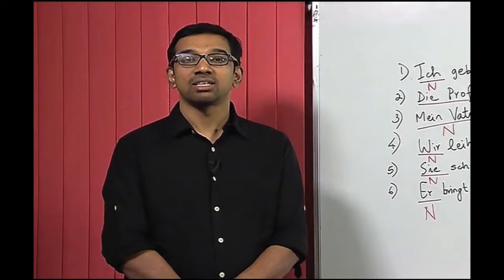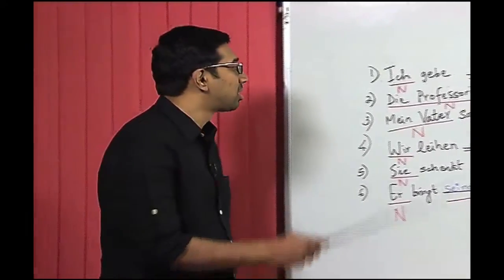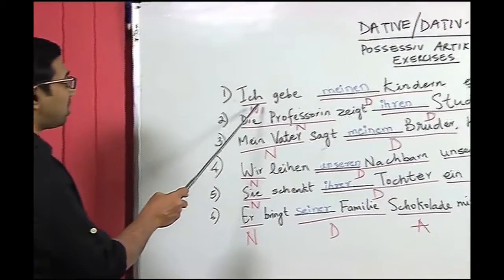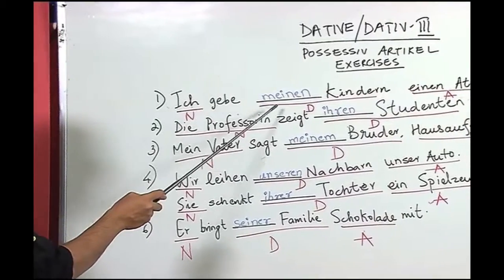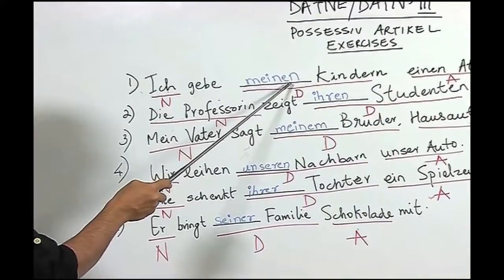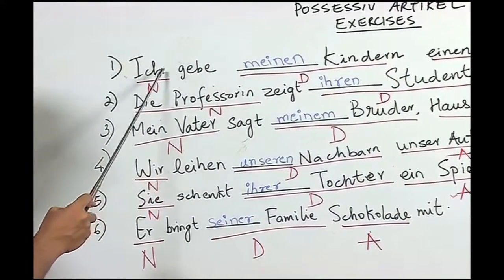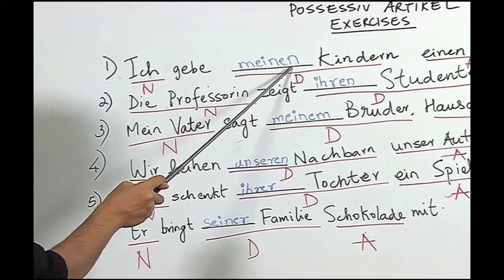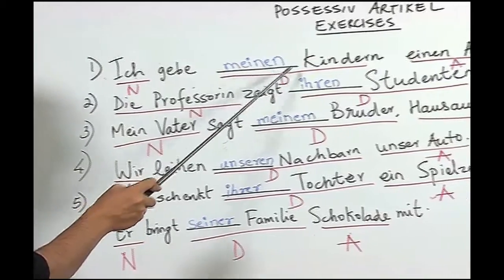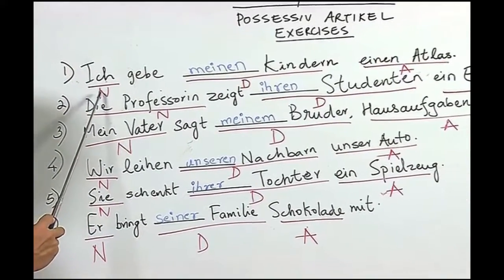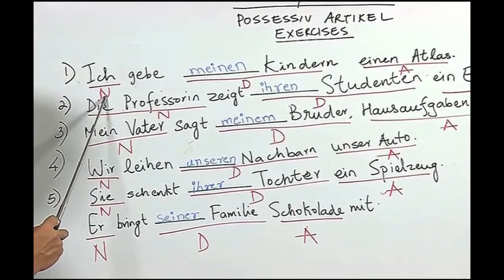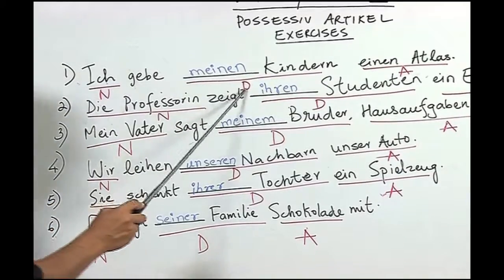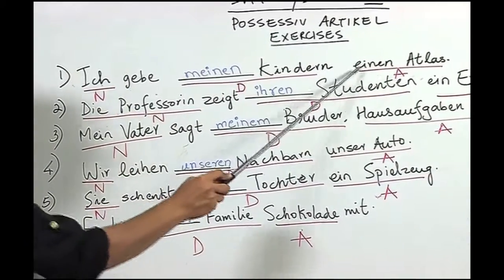Let us look at the answers given by the students. Here, if you see, the first student wrote the correct possessive article meinen based on the pronoun ich, and it is the possessive article in plural. Also, the second student correctly marked the nominative here, which is ich, dative, which is meinen Kindern, and einen Atlas, which is the accusative.